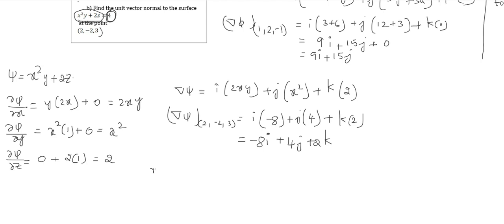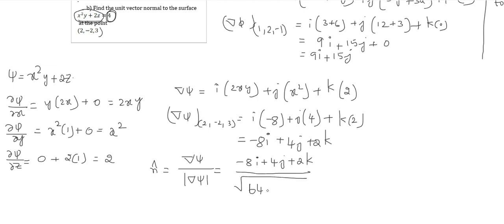So now we can calculate the unit vector which is normal to the given surface. What is that? It is the gradient of xi divided by the magnitude of the gradient of xi at the point 2, minus 2, 3. So it is minus 8i plus 4j plus 2k. What is the magnitude of this? It is square root of 8 square 64, plus 4 square 16, plus 4. We can do the simplification here. So this is the unit normal vector to the surface xi equals x square y plus 2z.